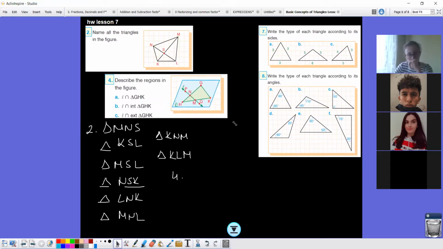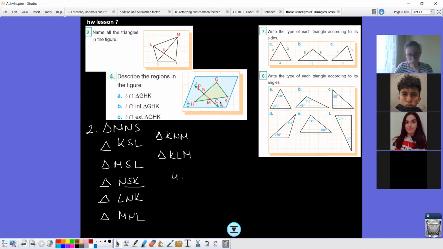If you can see it, let me make it bigger. So there is a triangle, as you can see, and a line on it. So what is the intersection, Alexander, with L and the triangle GHK? Wait, teacher. What should I say now? The intersection with L and the triangle GHK.